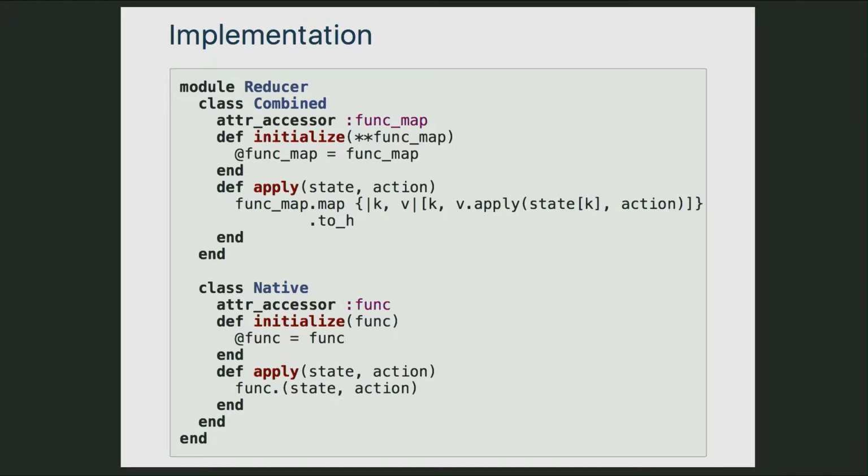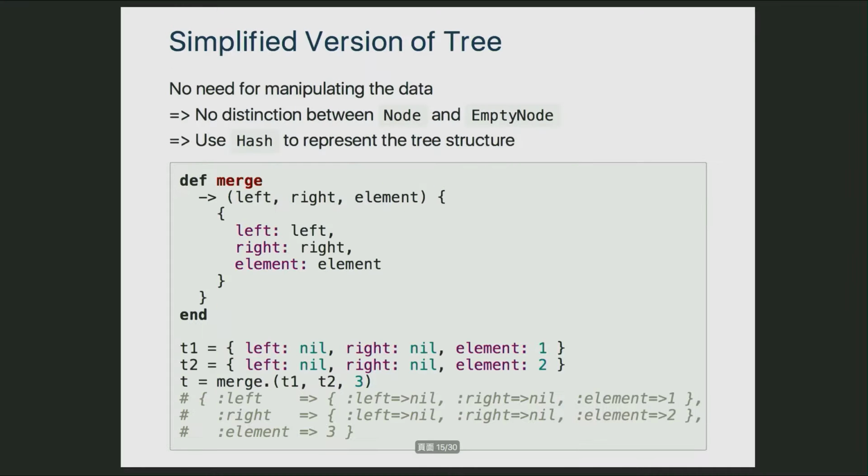And actually we can make it simple. Let me show you how. So let's really think about the tree, and how we can implement a simpler version. The thing here is that we only want to express the hierarchy of the data itself. So we actually don't need methods for manipulating data, for example traversing through the tree or finding its children or parents. This implies that the distinction between the node and the empty node is not necessary. As a result, a hash is already sufficient to express the data hierarchy.